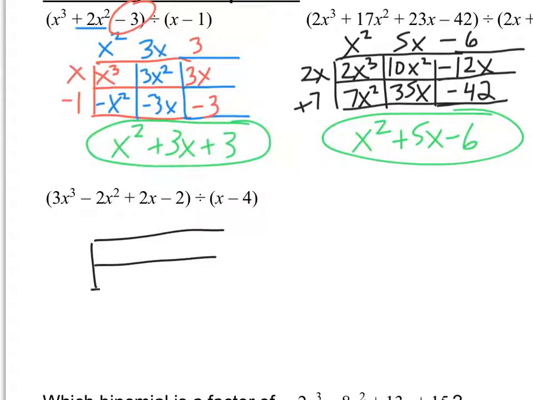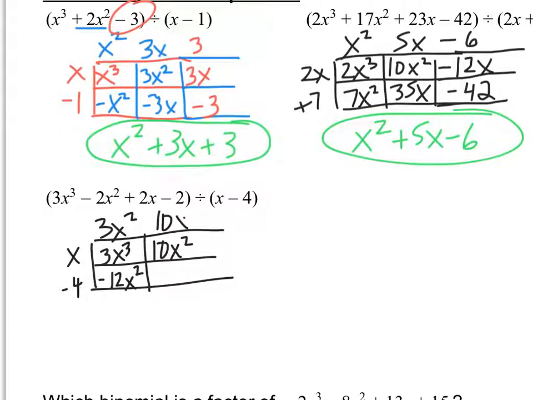Put what you're dividing by on the side, x minus 4, first term, first box. What times x is 3x cubed? 3x squared. 3x squared times negative 4 is negative 12x squared. But I don't want negative 12x squared, I want negative 2x squared, so I need to add 10x squared. What times x is 10x squared? 10x. Negative 4 times 10x is negative 40x. So that means I need 42.